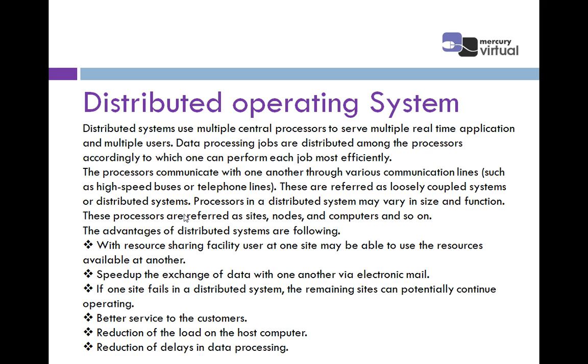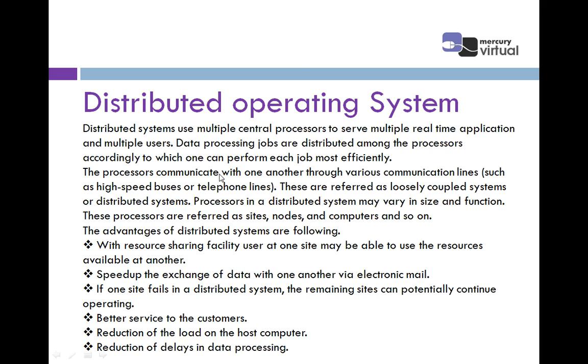As the name suggests, distributed operating system means multiple processors, multiple users use the same operating system, the same computer. That is known as distributed operating system. As the name suggests, distributed, right? So distributed systems use multiple central processors. Means if there is a central computer, you are using the same computer, I am using the same computer. That is done by the distributed operating system.